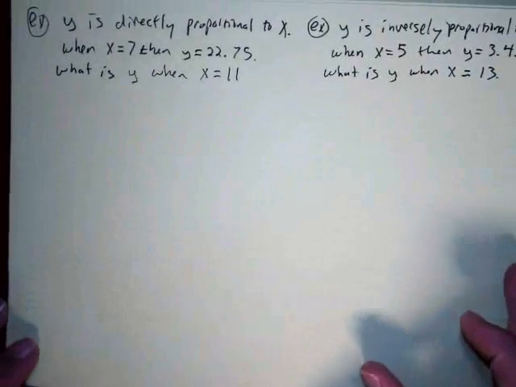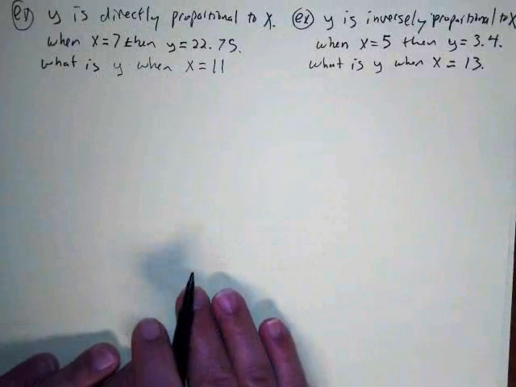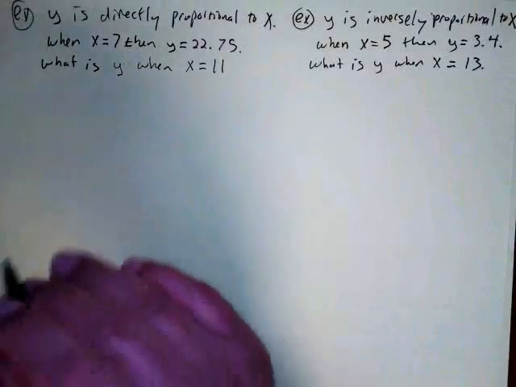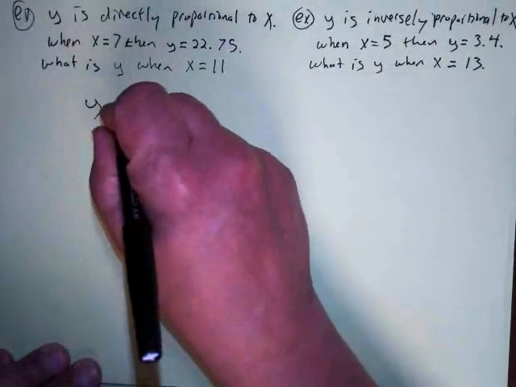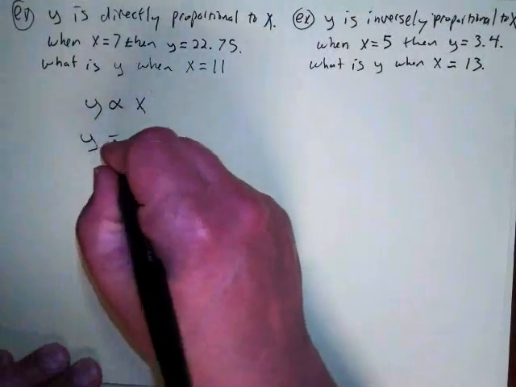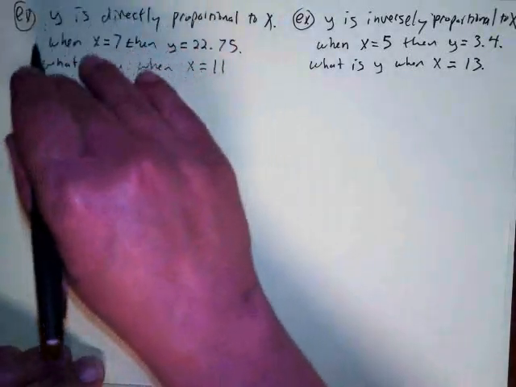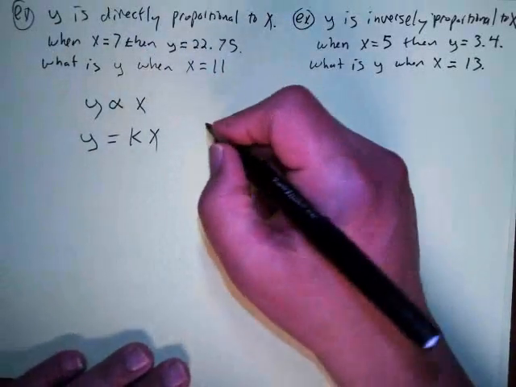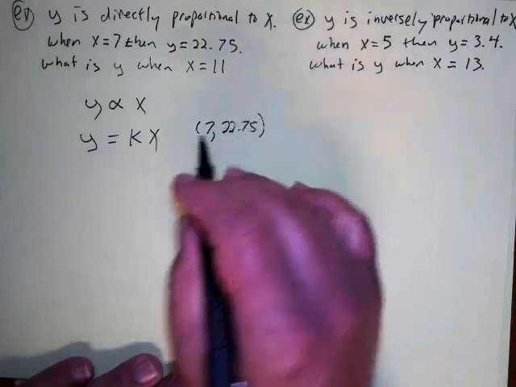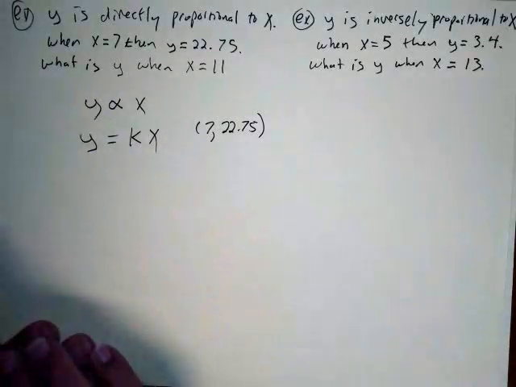The first one says y is directly proportional to x. When x is equal to 7, then y is equal to 22.75. So what is y going to be when x is equal to 11? Here's the idea. This is saying y is directly proportional to x, which is just saying y is equal to some constant times x. And what it then does is give you an ordered pair that satisfies this equation. That ordered pair here is 7, 22.75.